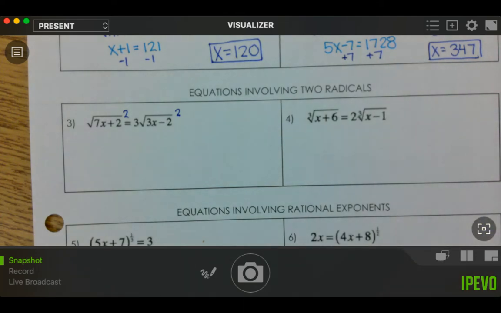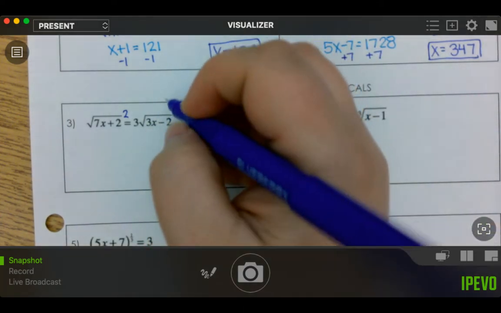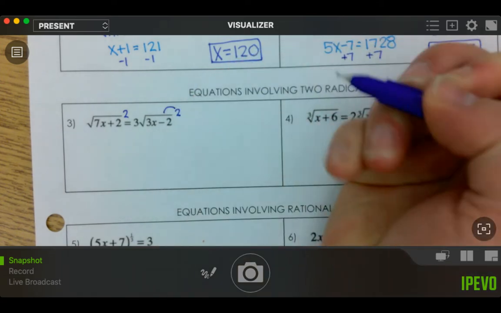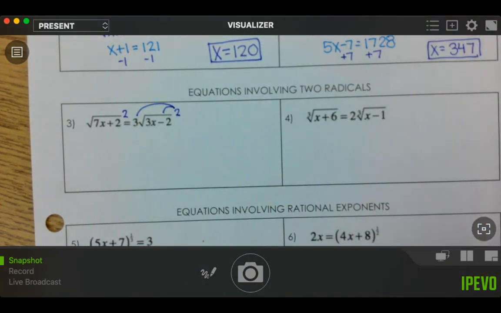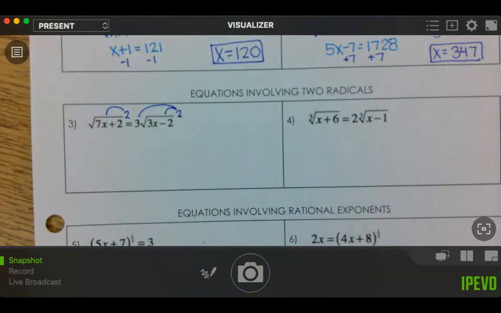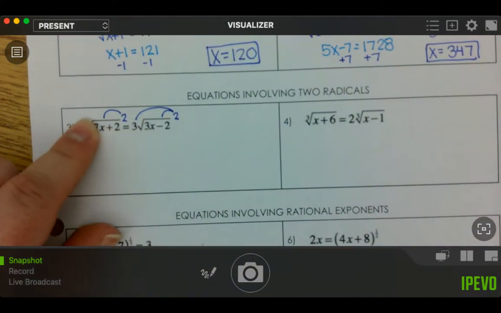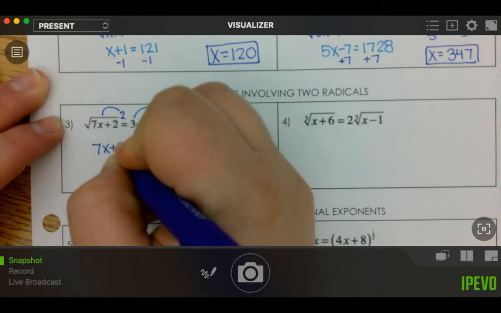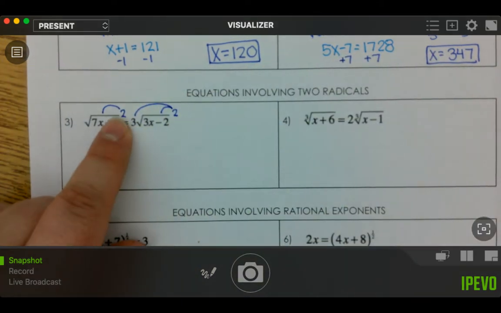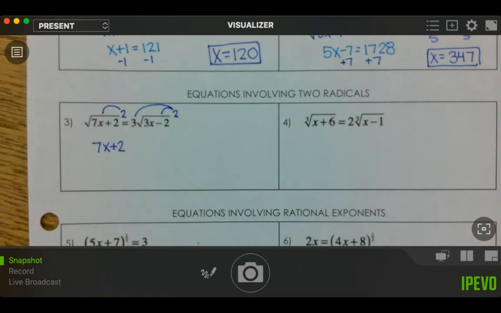Now, the only thing that's kind of tricky about this is over here on the right side, I have to square the square root, and I have to square this 3 in front. Whereas on the left side, I only have to square the square root because that's the only thing over there. So that's just going to become 7x plus 2. I think of the radical like a shield, and this is the chemical that breaks down the shield. So now it's just gotten rid of the shield around the 7x plus 2.